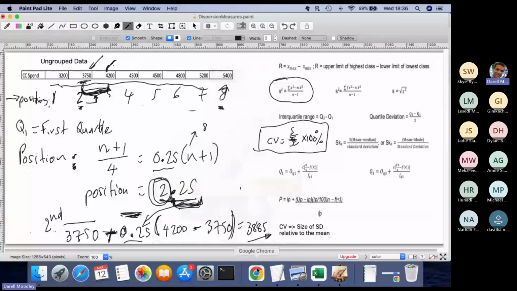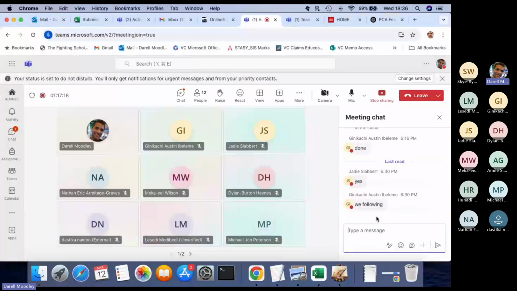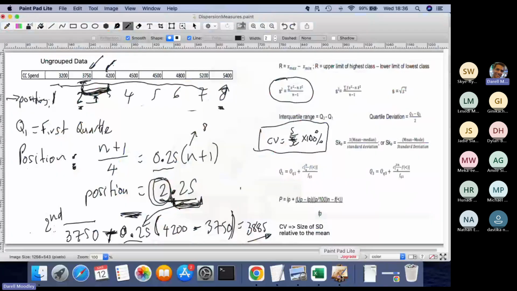Does that make sense? Anyone want me to repeat that before I move on? Everyone clear on this? Maybe I'll do the third quartile, and maybe that'll consolidate it. Here, I'll do the third quartile as well, and make sure everyone's following. Okay, so that's the first quartile.